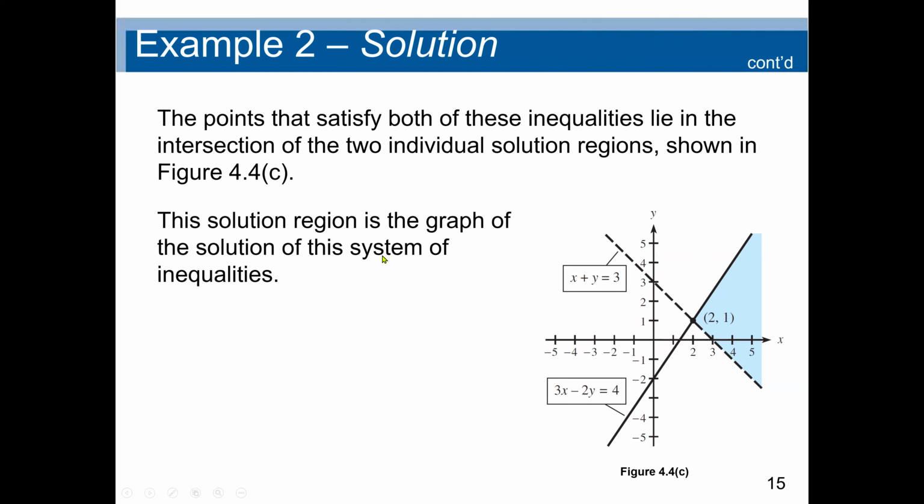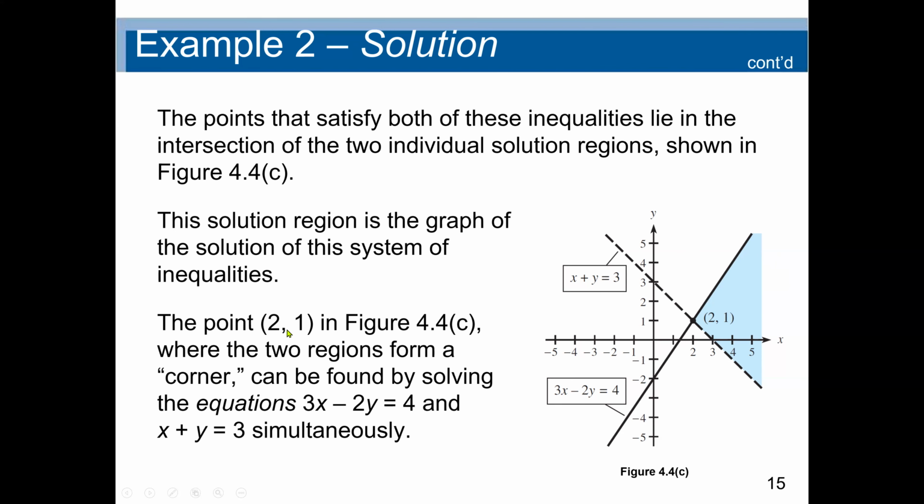So the solution region is the graph of the solution of this system of inequality. Now solving this problem, as we said, here we have two equations. So we're going to plot the two lines. Then, based on what we are looking for, in this case the region that satisfies the condition, we take a point in any of the regions. If it doesn't satisfy the condition from the question, then we go to a different region.